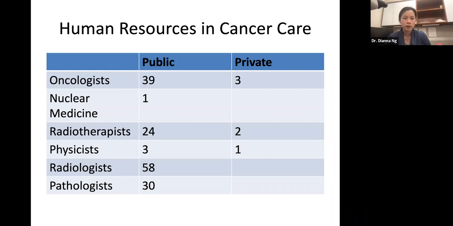Here's just a chart of the human resources that are available in cancer care in Tanzania. There's not a lot of oncologists, not a lot of radiologists or pathologists. And also, I just want to mention that oncologists are responsible for both chemotherapy and radiotherapy. So there's no radiation oncology subspecialty, actually. The oncologists do it all.